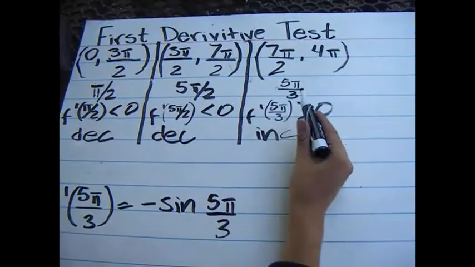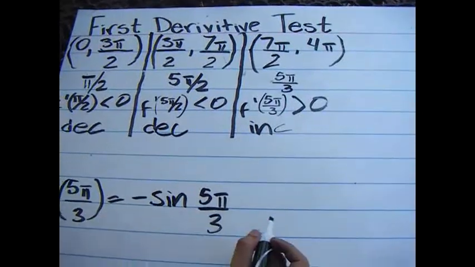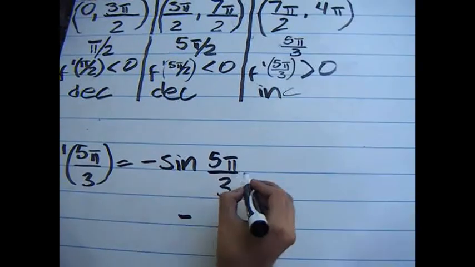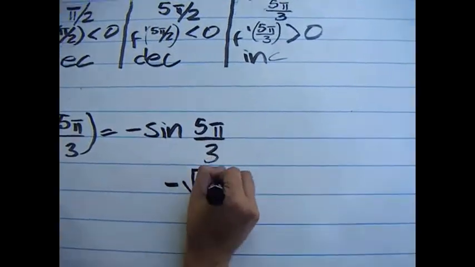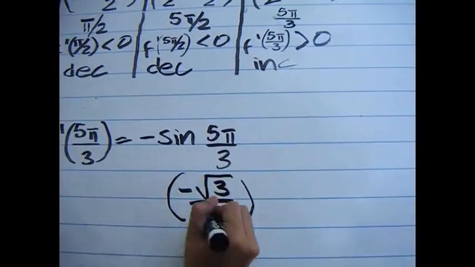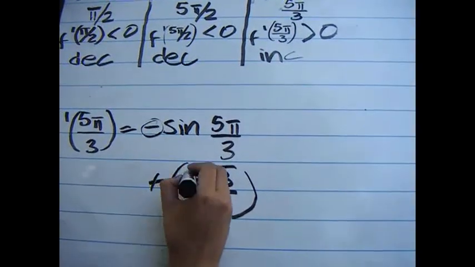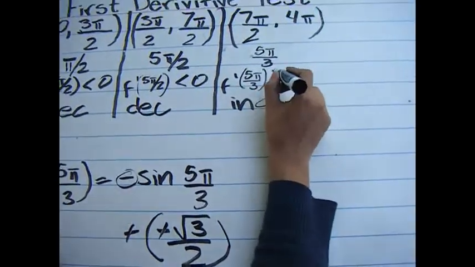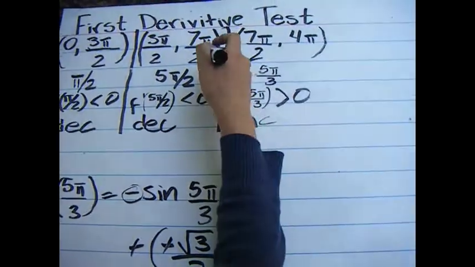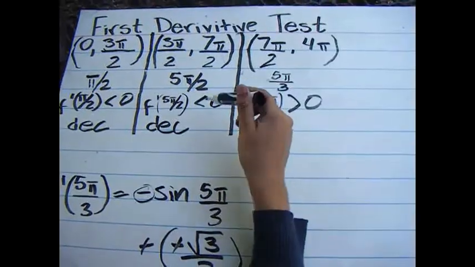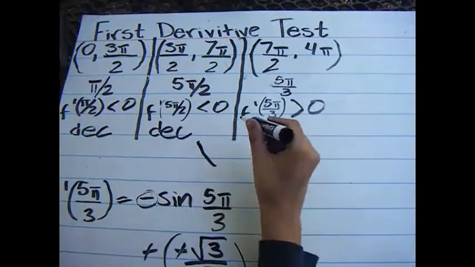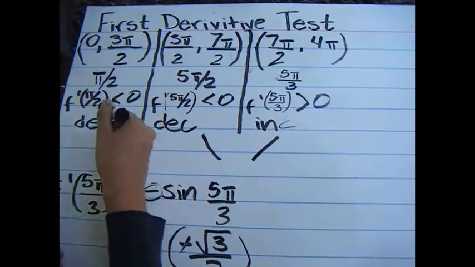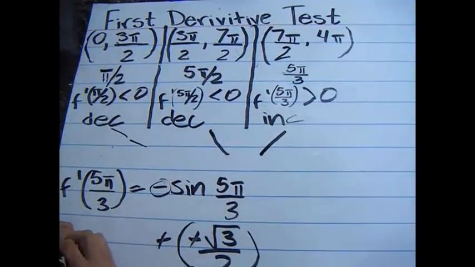Okay, now we're looking for our last value. So it's 5 pi over 3. We plug into the derivative, and now we would get that the answer is negative of the sine value. The sine value of 5 pi over 3 is negative square root of 3 over 2. But look, we have another negative right here, so that would cancel it, and that would make it positive. Because the answer is positive, we know that the function is going to be increasing. So we know that 7 pi over 2 would be a minimum, because it's going from decreasing to increasing. 3 pi over 2 is neither a maximum nor a minimum because it just keeps decreasing. And that's the first derivative test.